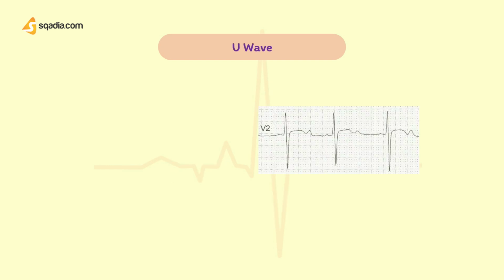And U-waves, which are an upward deflection, have an unclear origin and can be normal but are also seen in conditions of hypokalemia. So there we have it. We're done with the basics, and I'm sure the next time you look at an ECG, you'll be a lot more confident with what you're looking at.